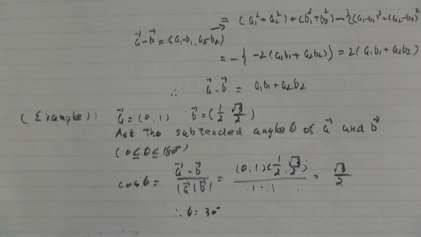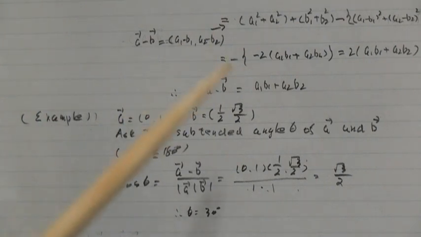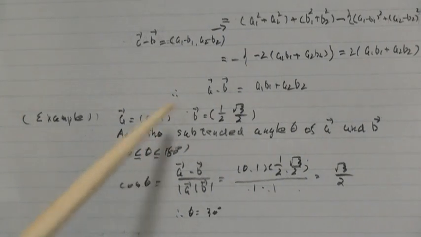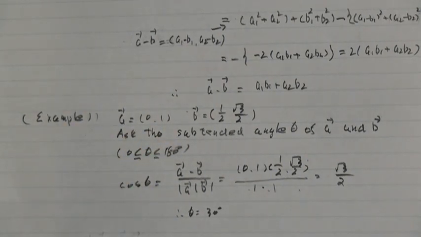And an exercise: vector A equals this component, and vector B equals this component. Then ask for the angle theta between vector A and vector B. And cos theta equals.